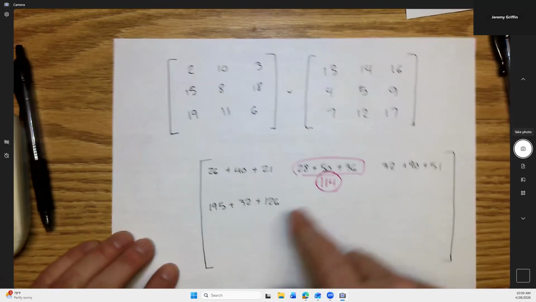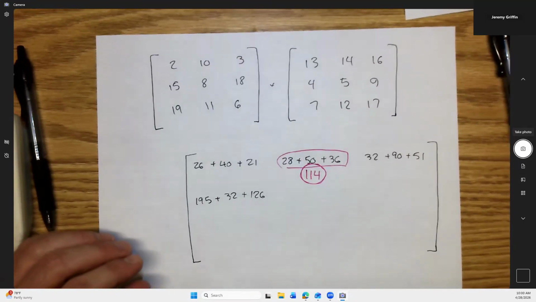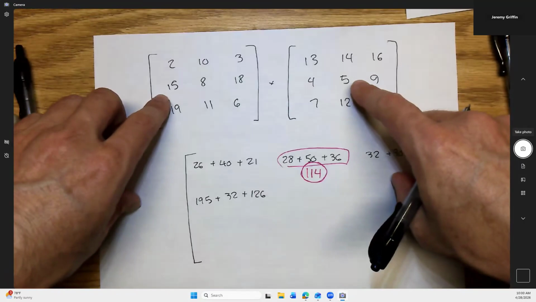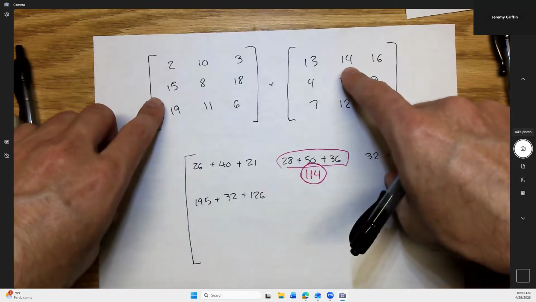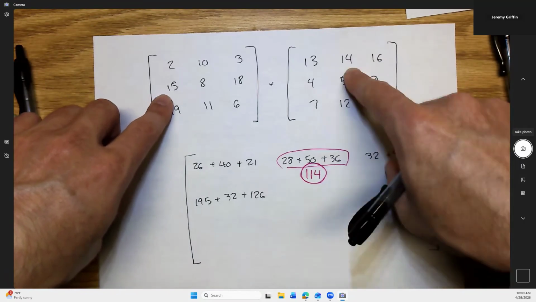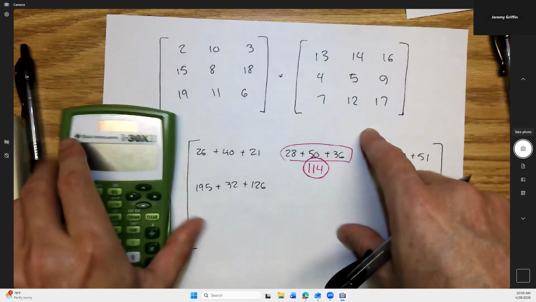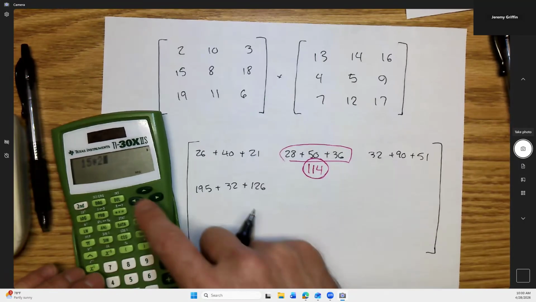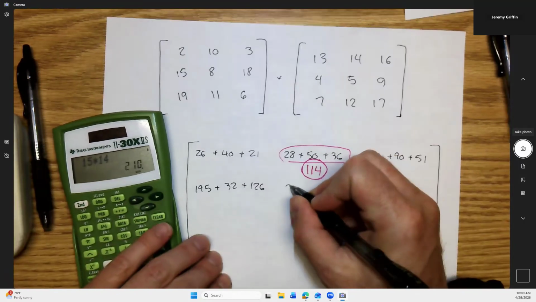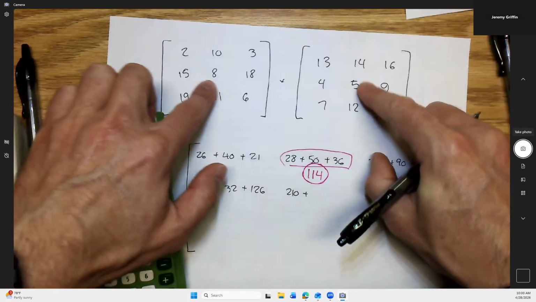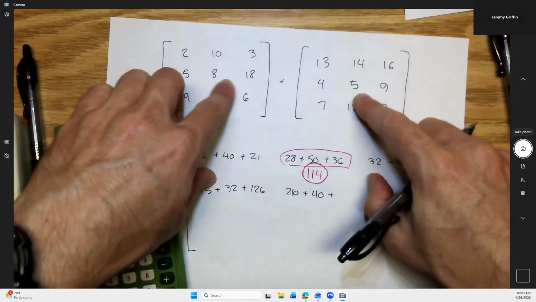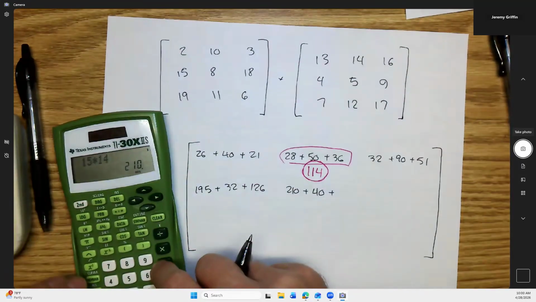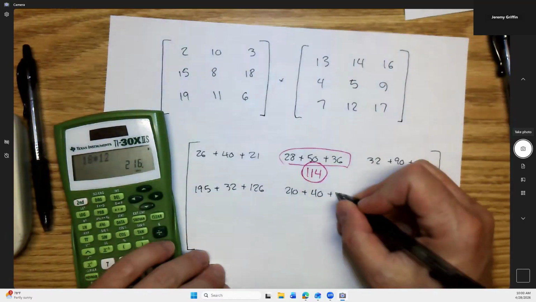While the clock was ticking, I was going to solve other elements. So you can do that too. Here, let's knock out some other ones with that. How about 2, 2? So 15 times 14 is 210, plus 8 times 5 is 40. And then plus 18 times 12 is 216.